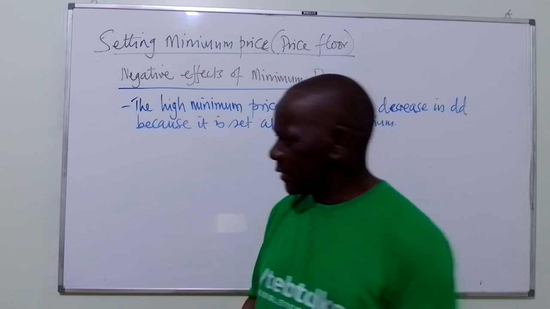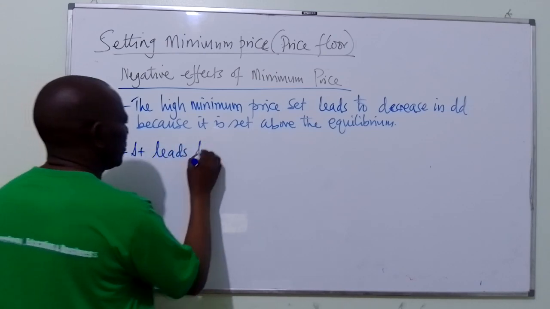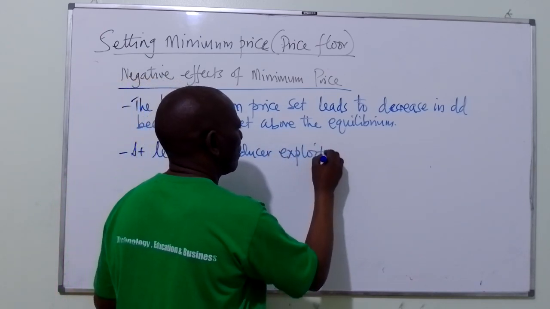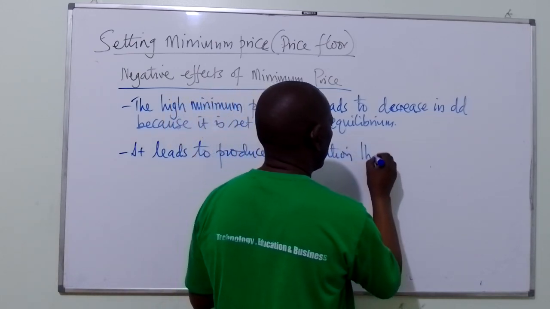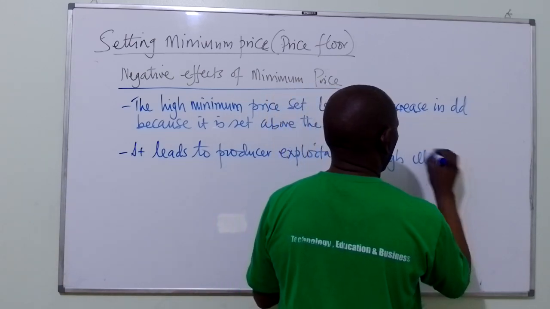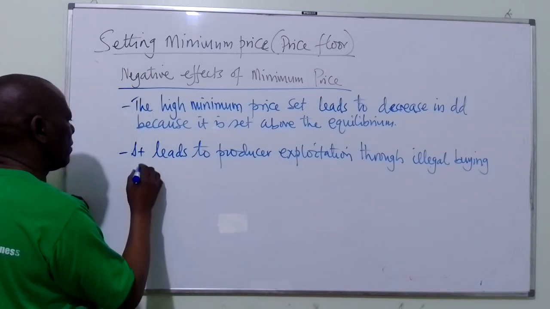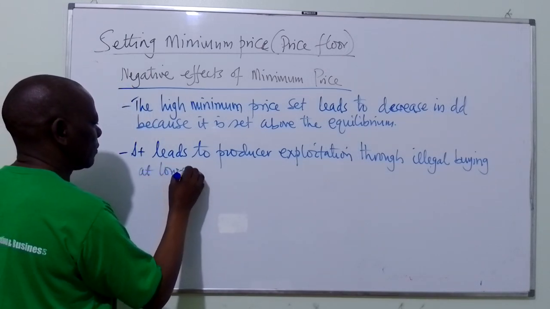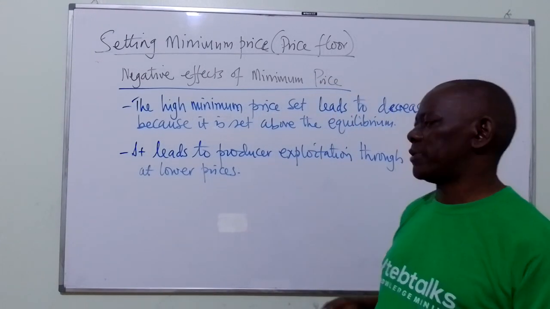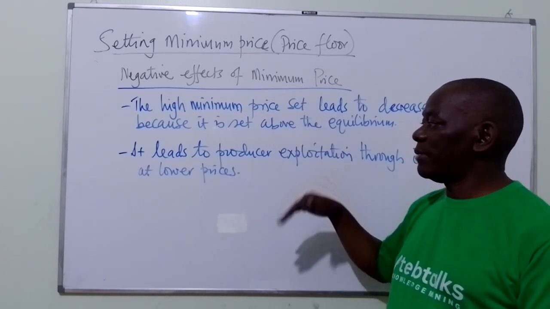Then once it leads to producer exploitation through illegal buying at lower prices. At lower prices. When you set that minimum price, the price is above the equilibrium. What does that one mean?